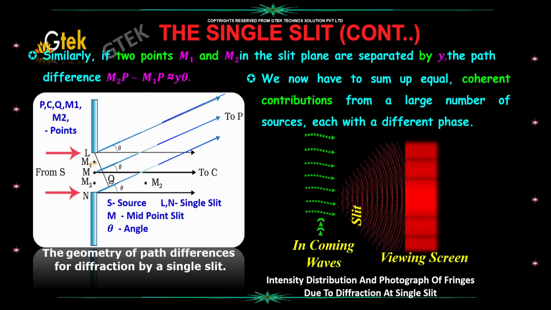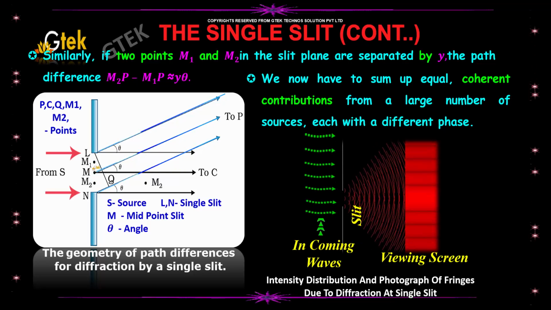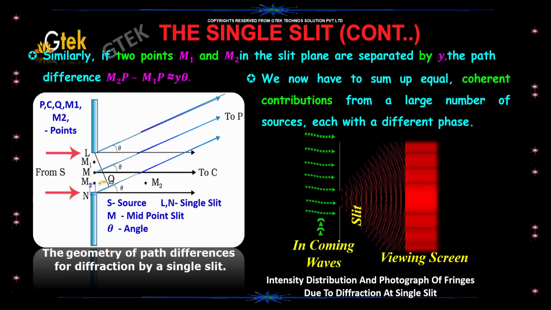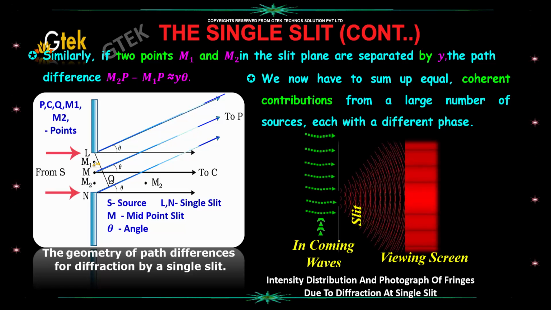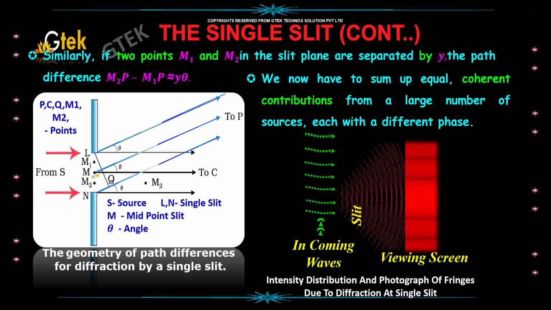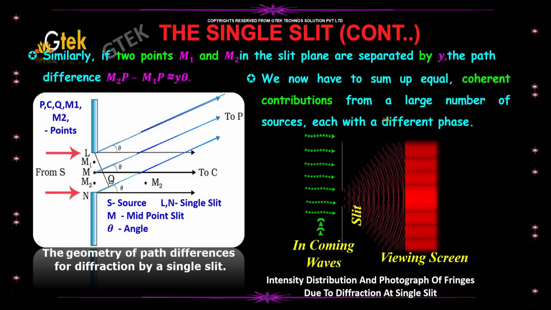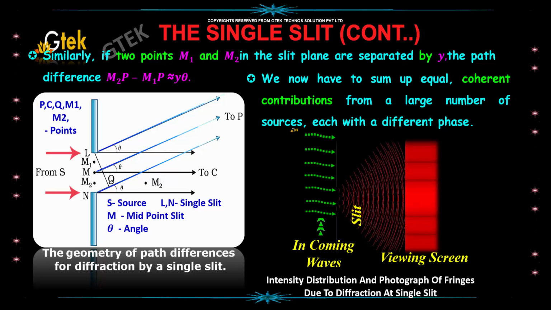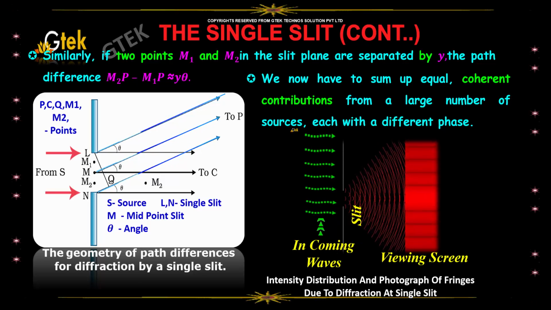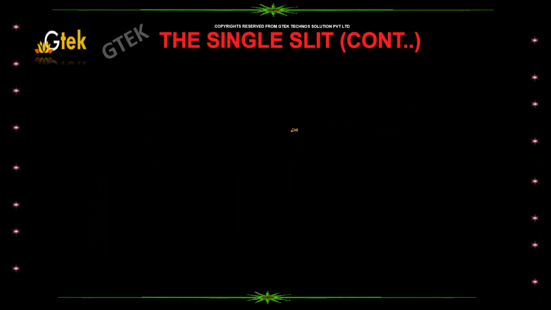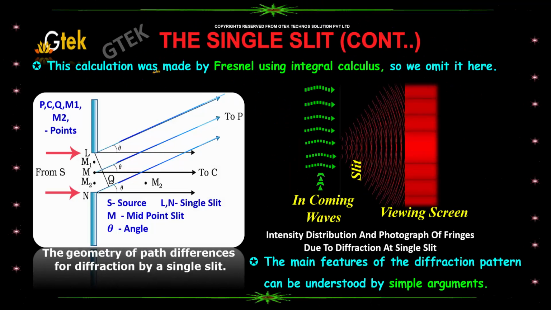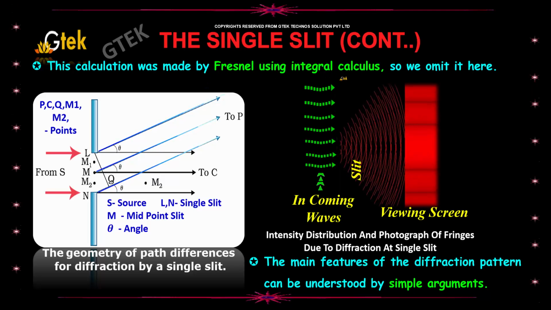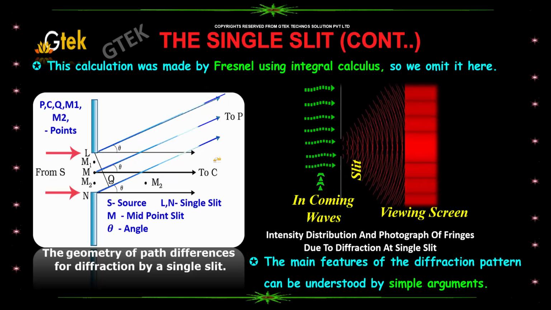Similarly, if two points M1 and M2 in the slit plane are separated by a distance y, the path difference M2P minus M1P is equal to y theta. We now have to sum up equal coherent contributions from a large number of sources, each with a different phase. This calculation was made by Fresnel using integral calculus, so we omit it here.